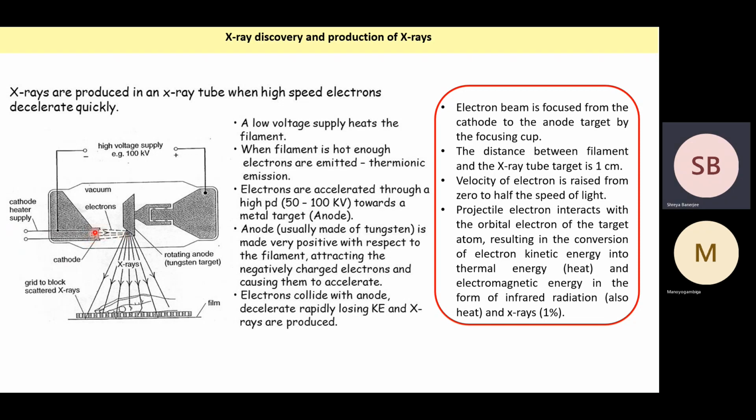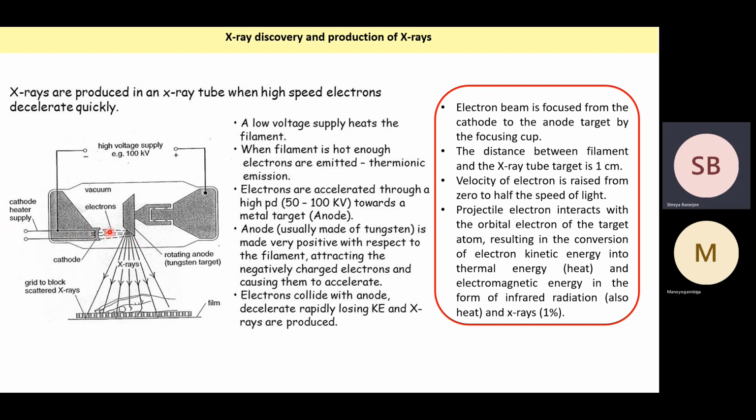Now, when electrons are emitted from this wire, there is an anode here which is maintained at a positive charge. Since the electrons are negatively charged, they are attracted by the positively charged anode and they accelerate towards the anode at a high potential difference of 50 to 100 kilovolts. Now this anode is usually made of tungsten or copper, and it is made positive with respect to this wire or filament. And so it attracts the negatively charged electrons, causing an acceleration.